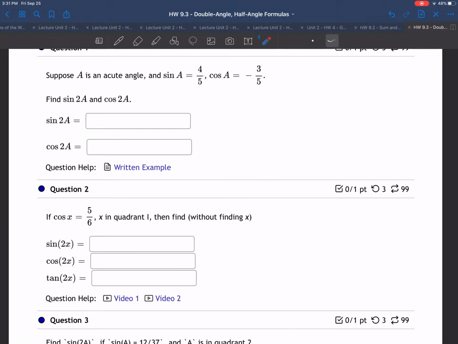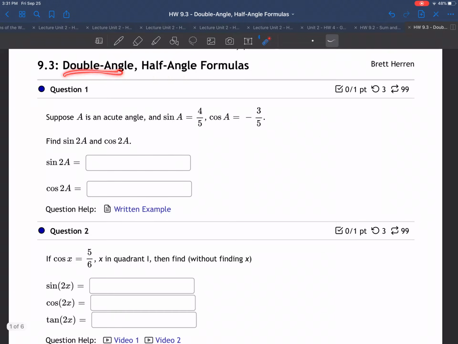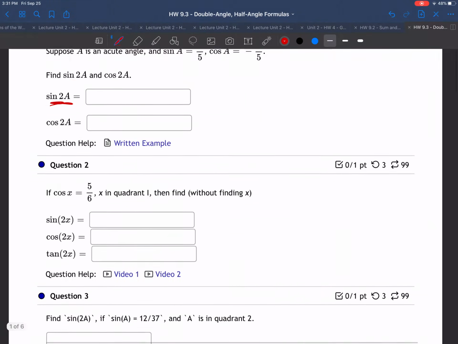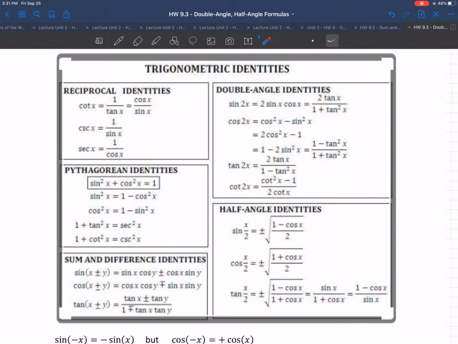Here's an example in which we are finding the sine of 2a and the cosine of 2a. So this is section 9.3, which is all about double angle and half angle formulas. For the sine of 2a here, we need to look at the formula. If you go to the formula sheet that I posted for you on the Canvas course site, here are the double angle identities, and here are the half angle identities. So this section is all about these guys.